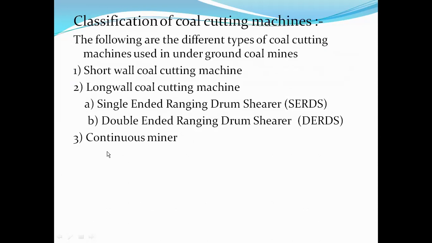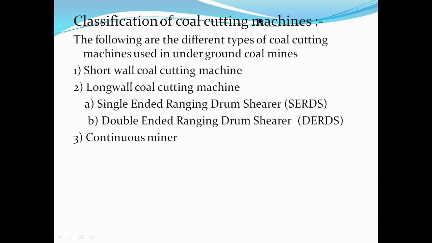Continuous miner is used basically for the extraction of coal. Why is it called continuous mining? Let us try to understand what exactly continuous mining is and in what way it differs from the conventional method of extraction. The conventional method of extraction involves some kind of cyclic operation. Suppose I wanted to extract coal from the face. In order to do that, I need to perform the drilling operation. Once the drilling is done, I need to charge the holes. Then once the charging is done, I need to blast it.